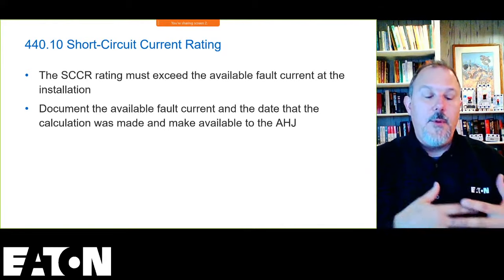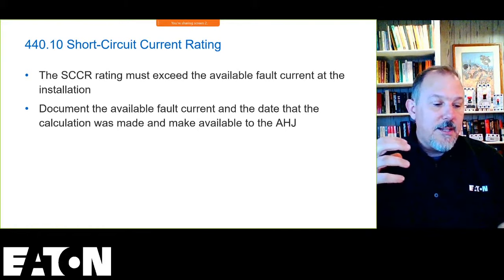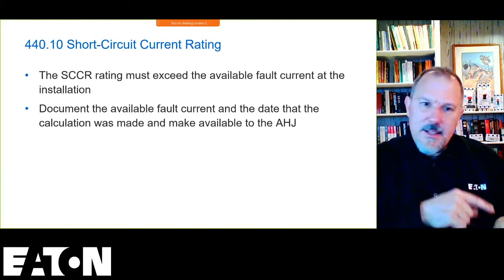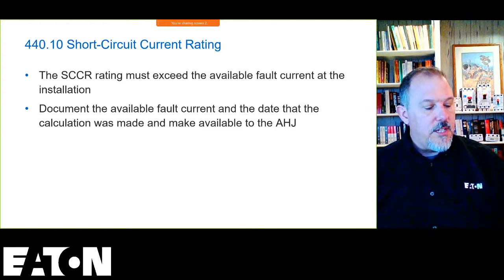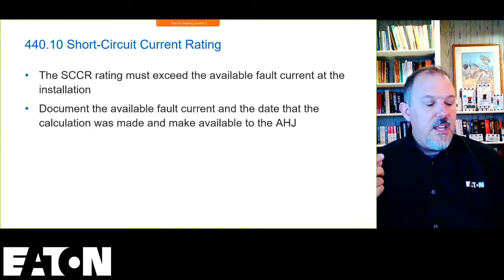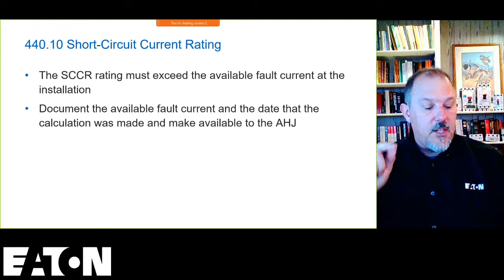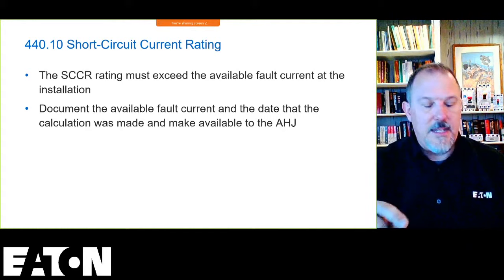110.10 tells us that we can't apply a product outside of its rating. 110.3b tells us that. But in any case, they put that in there because it gets missed a lot on HVAC equipment. In the 2017 code, they added a 440.10b. It says, when motor controllers or industrial control panels of multi-motor and combination load equipment are required to be marked with a short circuit current rating, the available fault current and the date that the available fault current calculation was performed shall be documented and made available to those authorized to inspect, install, or maintain the installation.